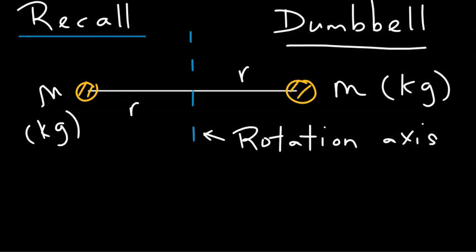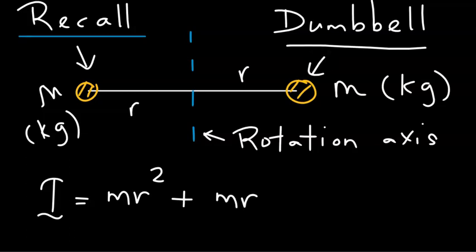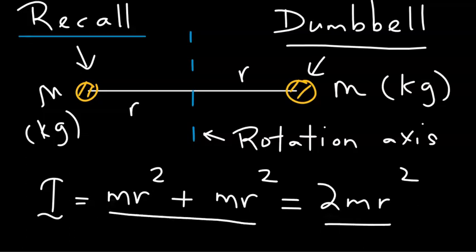As we have seen in our previous video, the moment of inertia for such a simple system is given by the sum of individual moments of inertia. So in this case, for the mass on the left, the moment of inertia with respect to the rotation axis is the mass times the distance from the rotation axis squared, plus another term for the mass on the right, mass times the distance from the rotation axis squared, so you get 2mr squared.